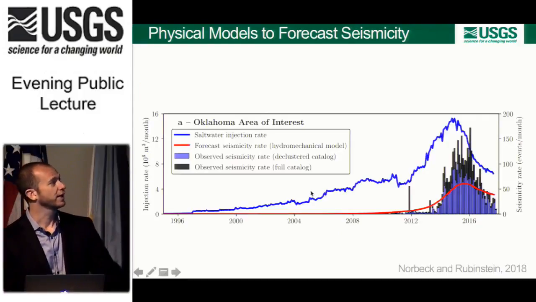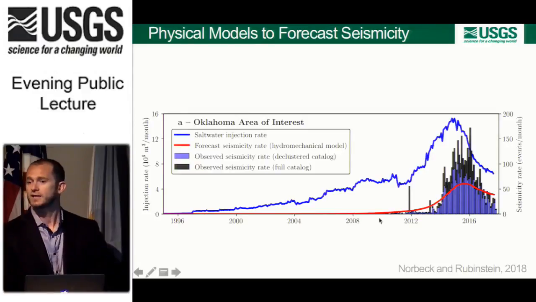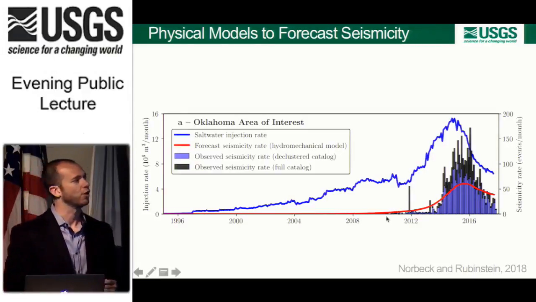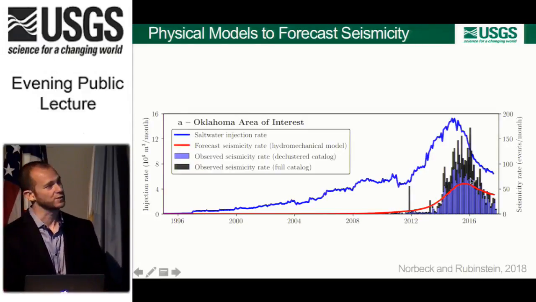And so what we're looking at here is the saltwater injection rate shown in blue. And shown in these blue spikes is the observed seismicity rate. And shown in red is our earthquake rate forecast. So I'd say we're doing pretty darn good. We're matching more or less the onset of the seismicity. We're predicting things to start ramping up in 2009. And that's really when we started seeing seismicity in Oklahoma. We match the peak of the seismicity, more or less right when it's occurring here.